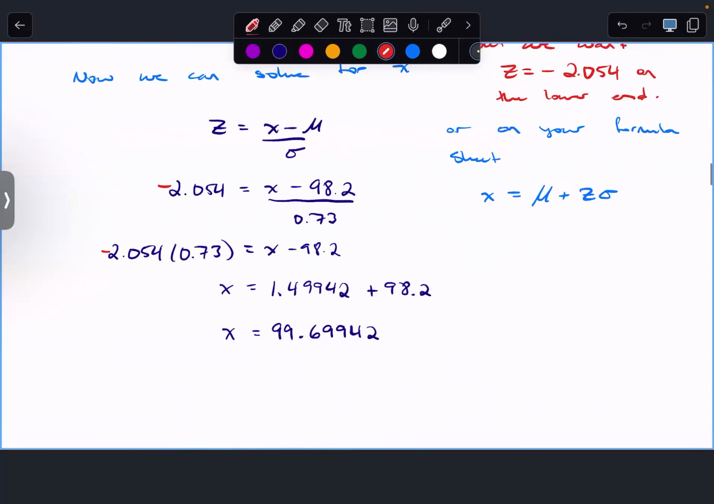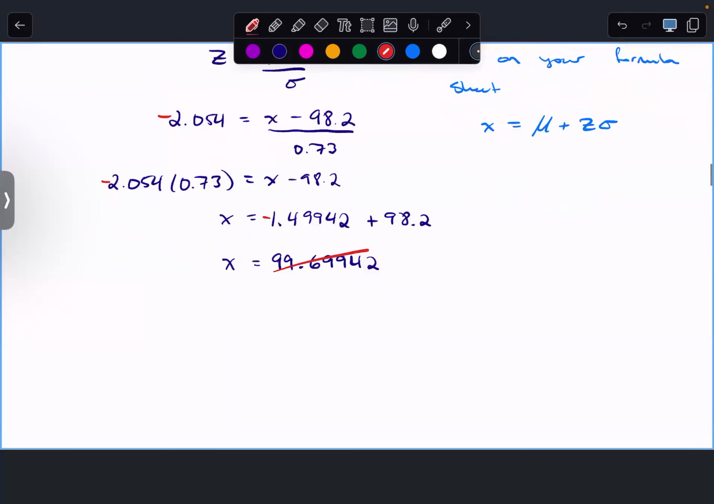Negative. Then I think I'm off to the races. Now I'll do it properly. Negative 2.054 times 0.73 plus 98.2 is 96.70058, which makes more sense because the mean is 98.2 and I want to be below the mean, of course, for the lowest 2% of temperatures.